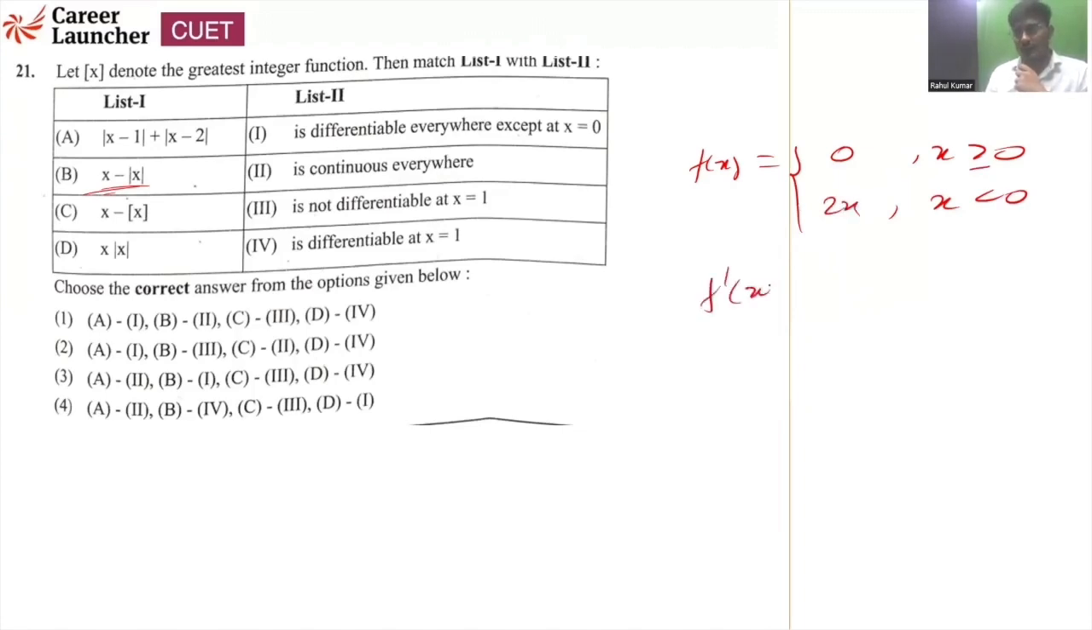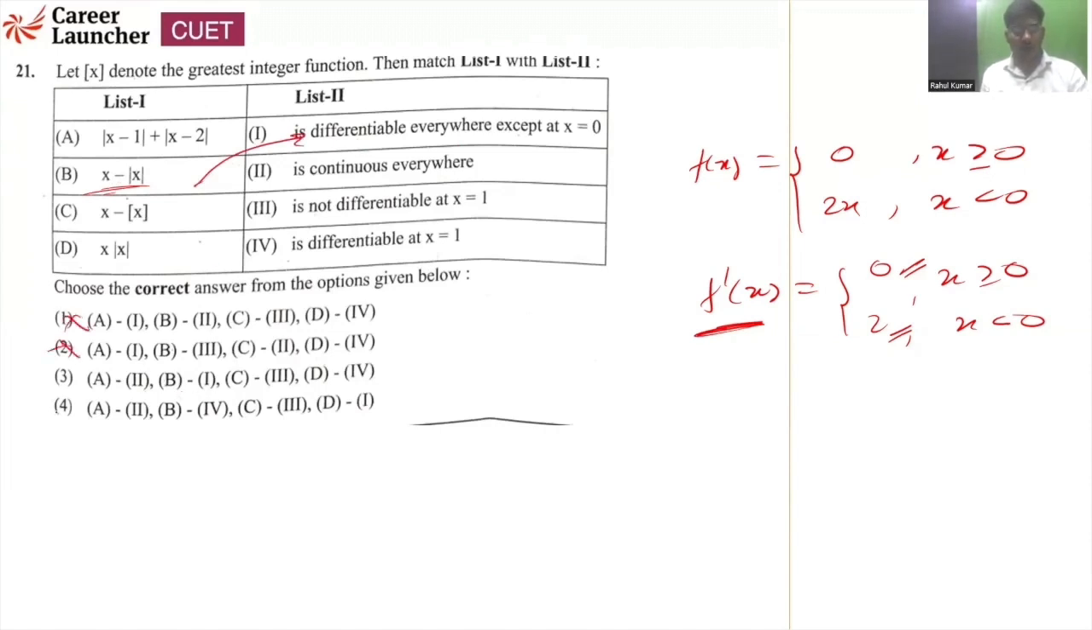If you take the derivative of this function, you'll see that the function is not differentiable at x is equal to 2. Either you can use the left-hand derivative and right-hand derivative rule, you will get the same result. This will be the right-hand derivative. This will be the left-hand derivative value. As both are not equal, it means that this function is differentiable everywhere except x is equal to 0. So B is matching with the first one.